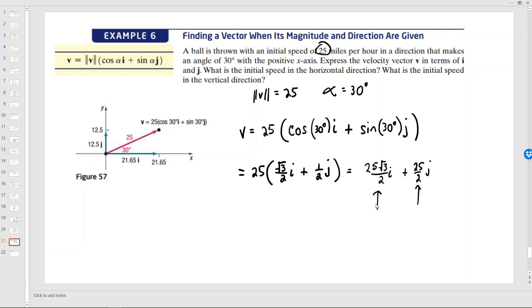So if we plug those into our calculators, and the units were all given to us in miles per hour, that would be roughly equal to 21.65 of that force devoted to the horizontal direction, and then 12.5 is pushing it upward, and the combined result is the 25 miles per hour at the direction that coincides with this 30-degree angle.